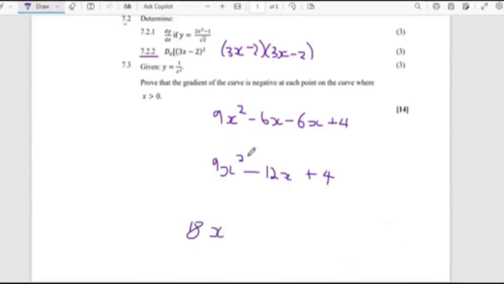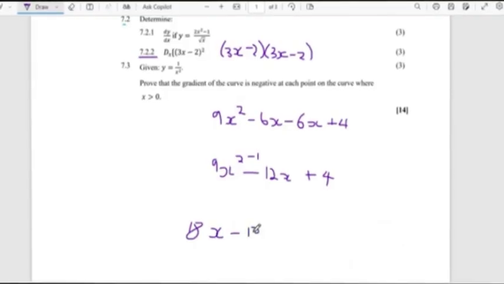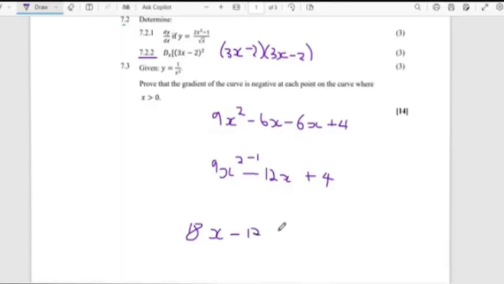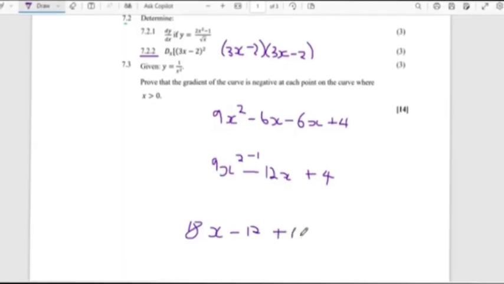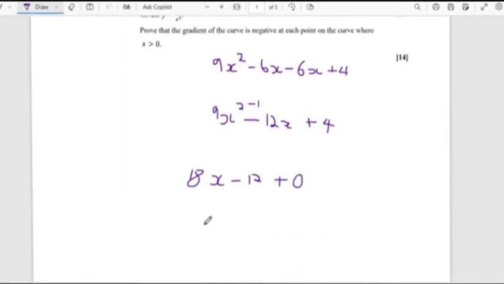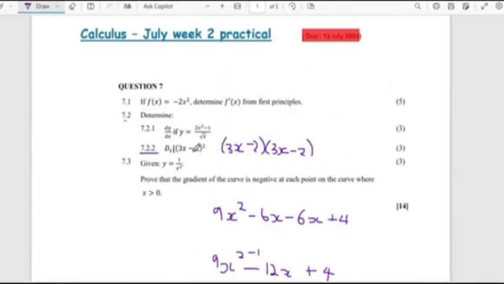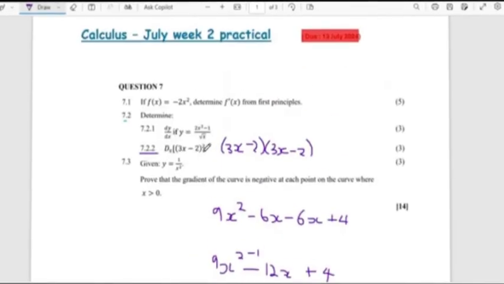Now, remember, we need to subtract 1 from the exponent. So it's going to be 18 to the power 1, right? So you can just leave it like this. Now, the derivative of this is going to be minus 12. And you know the derivative of a constant is always 0, right? So this is the same as plus 0. Now, this should be your final answer. You could just write it down as 18x minus 12. This is the first derivative of (3x minus 2) all to the power 2, right?